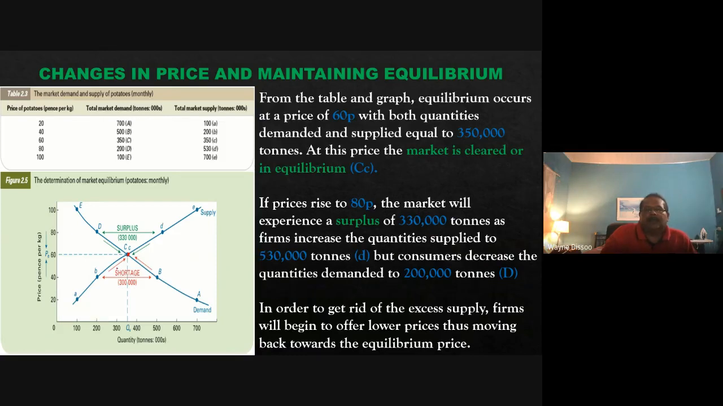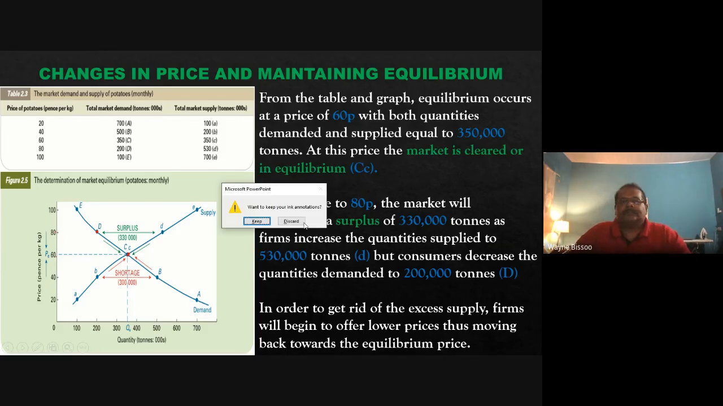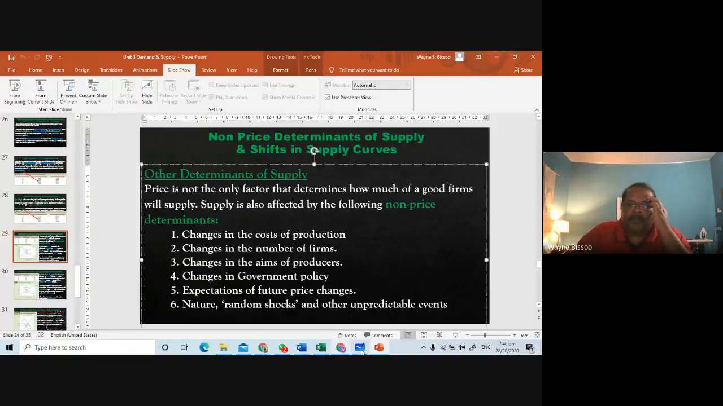Now, what happens when we have disequilibrium? Let's say that prices go up, as in the diagram here, from 60 to 80. It leads to two things happening. At that higher price, you'd see this position here. So I should probably take this onto the whiteboard and show you that.